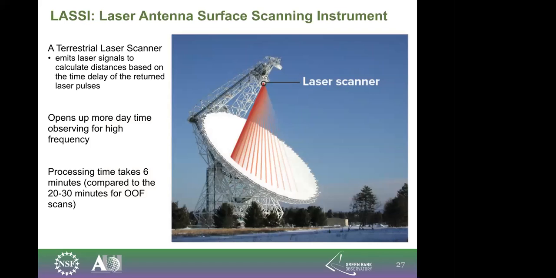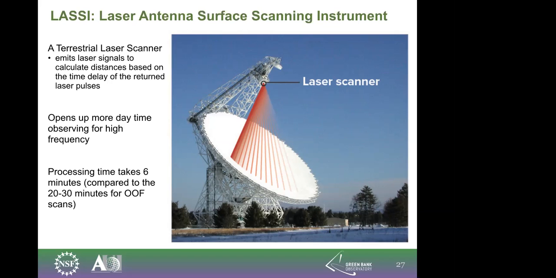Okay, so lastly, the last thing I'm going to discuss is LASSI. LASSI is the laser antenna surface scanning instrument. It is a new instrument that the GBT has currently been testing to put on the GBT. It is a terrestrial laser scanner. Essentially what this means is that it emits laser signals that scan the surface, as is shown here in this picture. And these calculate the distances to the surface based on the time delay of the returned pulses.